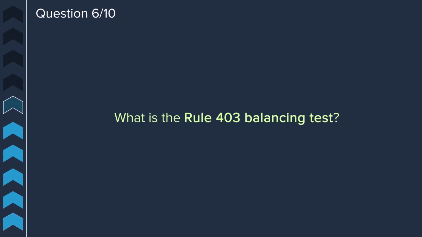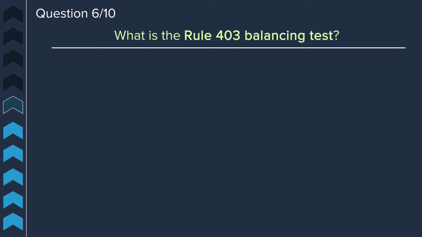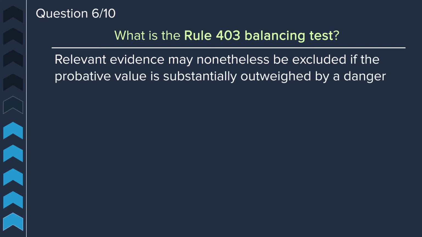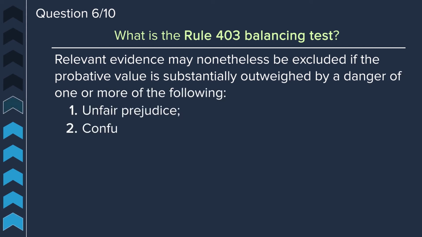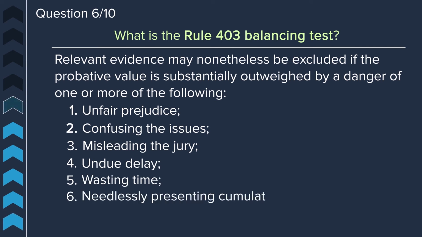Question 6. What is the Rule 403 balancing test? The Rule 403 balancing test states that relevant evidence may nonetheless be excluded if the probative value is substantially outweighed by a danger of one or more of the following: unfair prejudice, confusing the issues, misleading the jury, undue delay, wasting time, or needlessly presenting cumulative evidence.